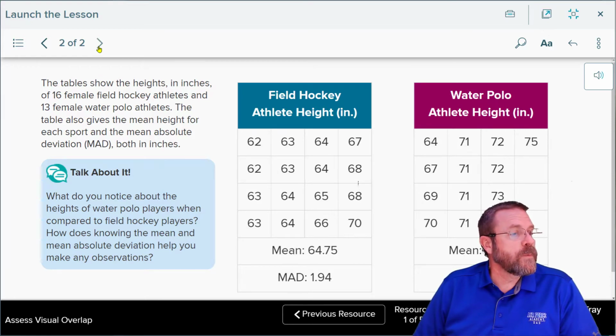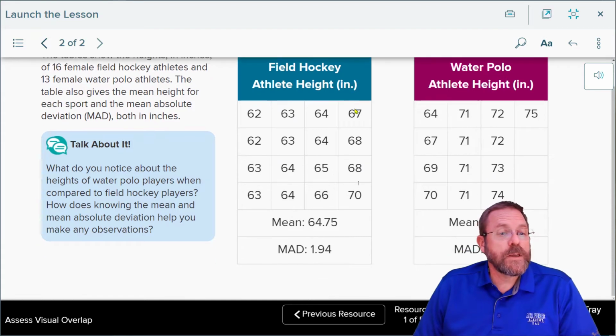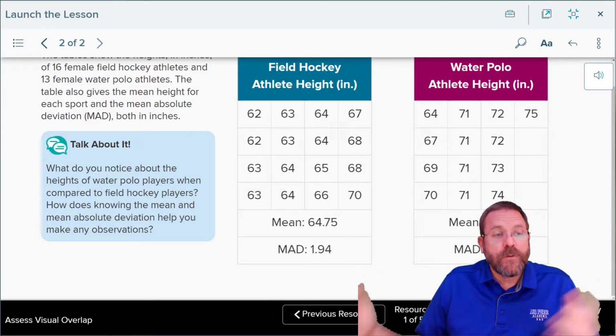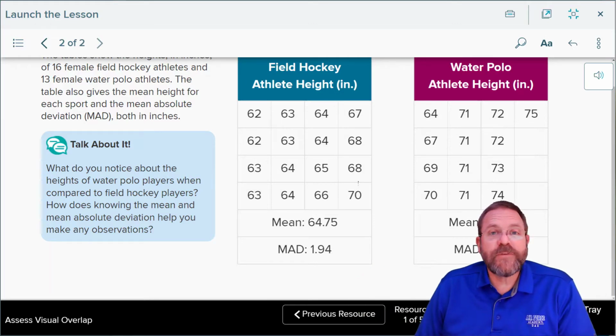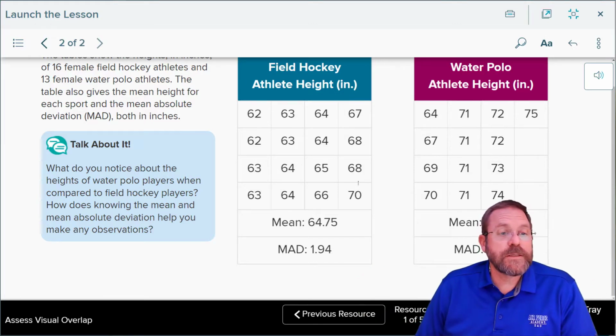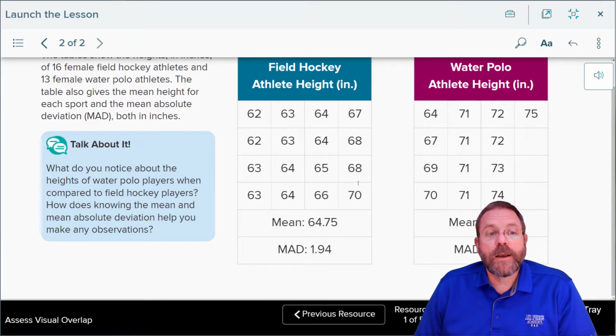What do you notice about the heights of the water polo players when compared to the field hockey players? How does knowing the mean absolute deviation help with making observations? Well, first off, we can see that on average, the water polo players are actually taller. I wouldn't have figured that one. I guess that's so they can touch the bottom easier. I don't know, but they're on average about 6 inches taller than the field hockey players.